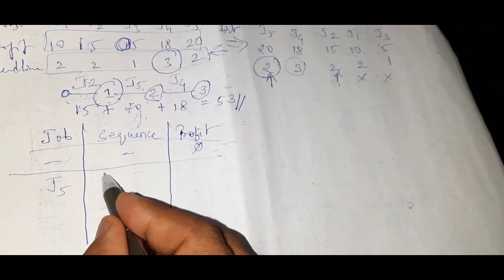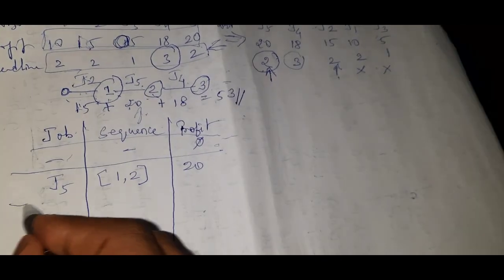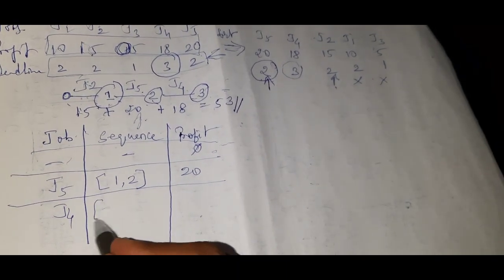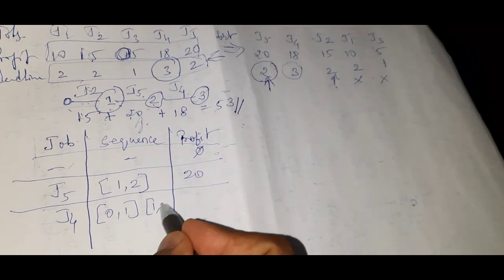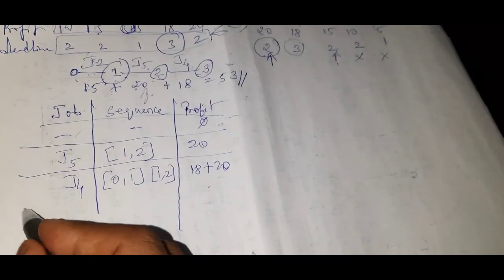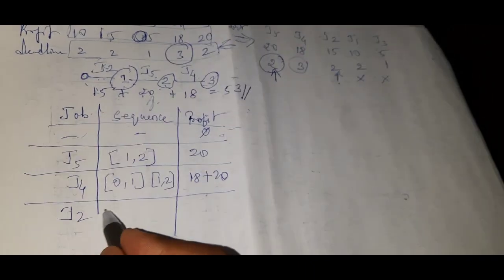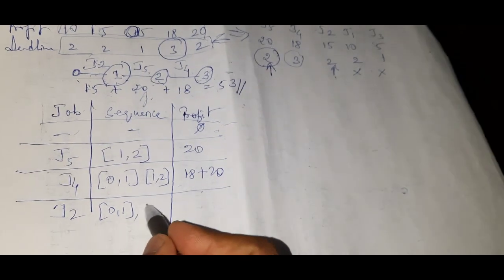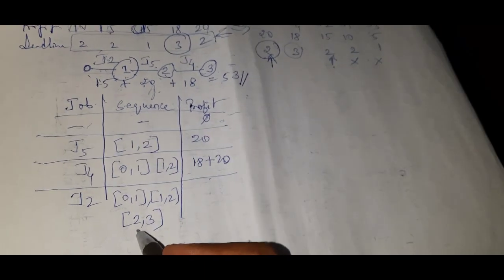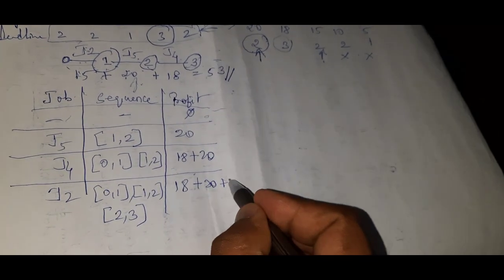What sequence does it start with? It is in the 1 to 2 slot. Its profit is 20. So the first job is finished. The second job taken is J4. Its slot is 0 to 1, and then 1 to 2, so the profit is 18 plus 20. The next job to be considered is J2. If I take J2, the slots are 0 to 1, 1 to 2, and 2 to 3. Once again it will be 18 plus 20 plus 15.